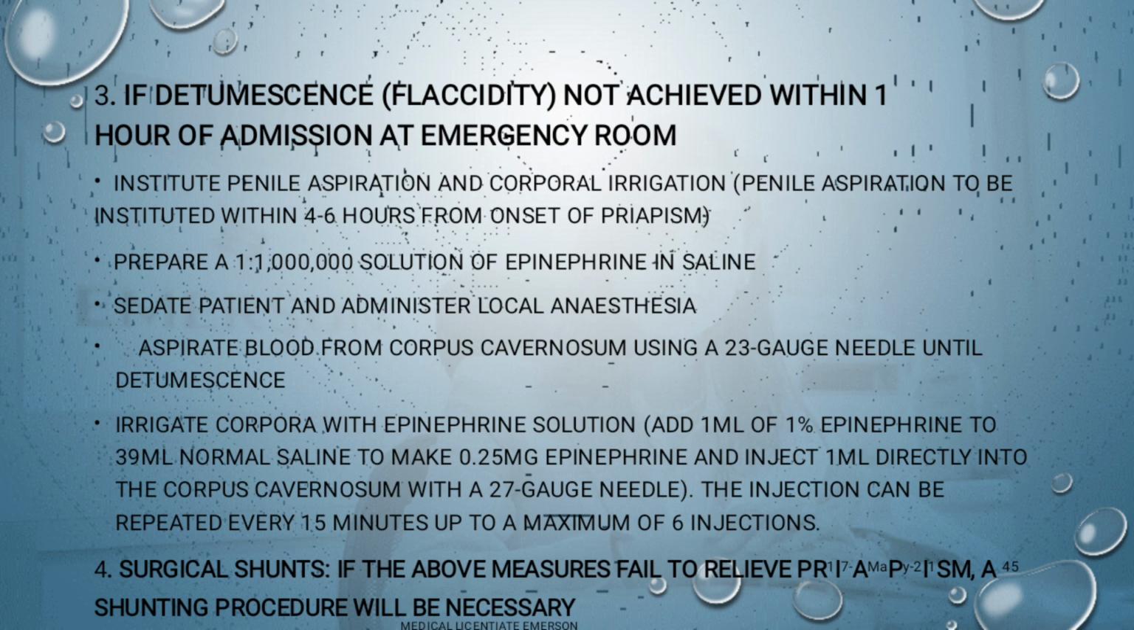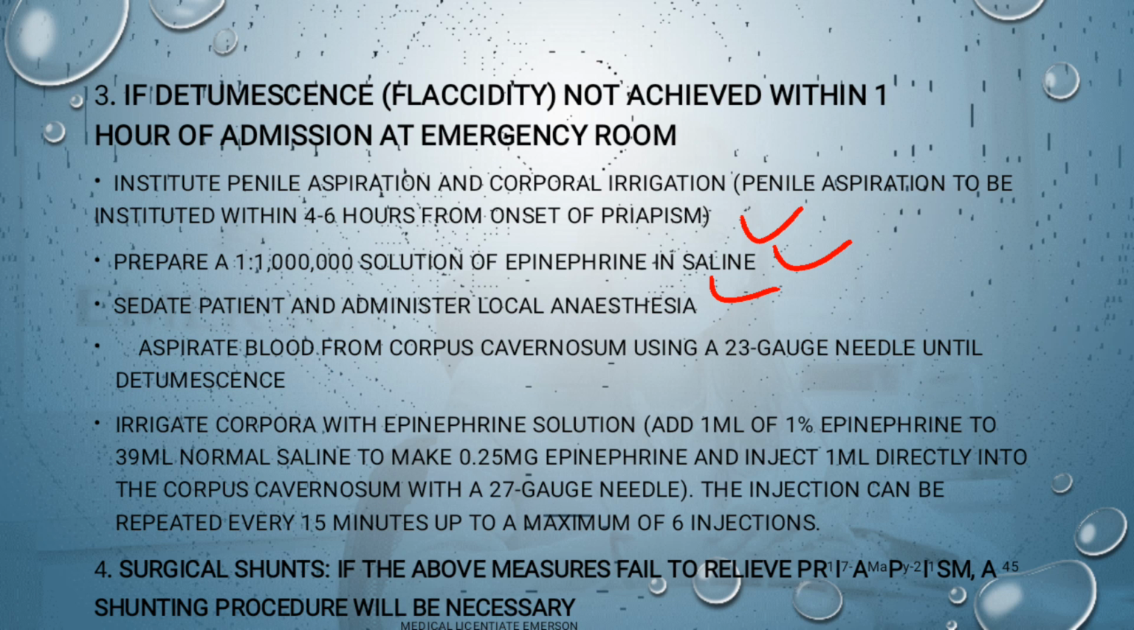Okay, then if detumescence, which is flaccidity, is not achieved within 1 hour of admission at the emergency room, then you are going to have to institute penile aspiration and corporal irrigation. Penile aspiration is to be instituted within 4 to 6 hours from onset of priapism. So you have to prepare a 1 to 1 million solution of epinephrine in saline. You have to sedate the patient and administer local anesthesia.